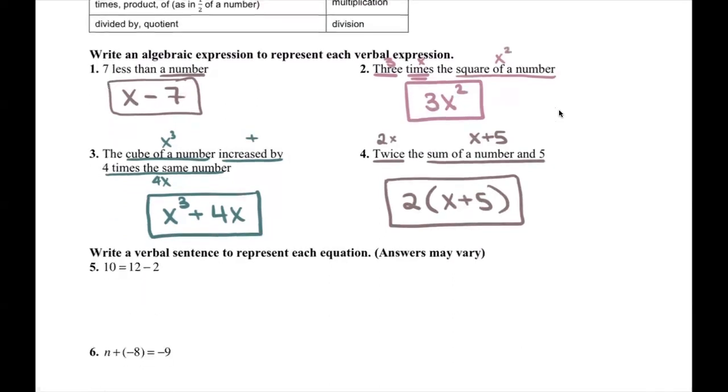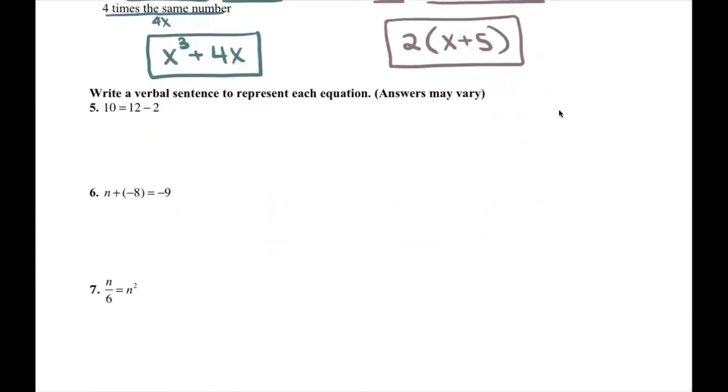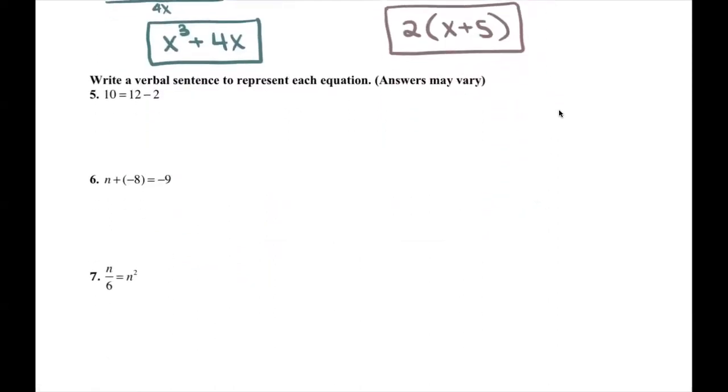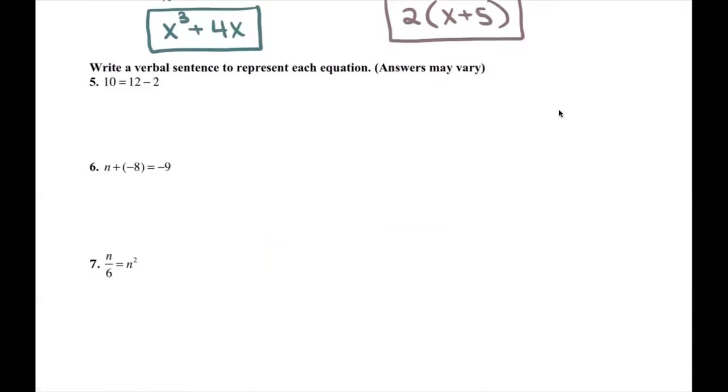All right, let's go the other way. The other way, there actually is a lot more flexibility. There's a lot of different variations of answers you can have. I'll go ahead and share with you what pops into my head. So number 5, write a verbal sentence to represent each equation. Again, answers may vary. So here I have 10 is equal to 12 minus 2.